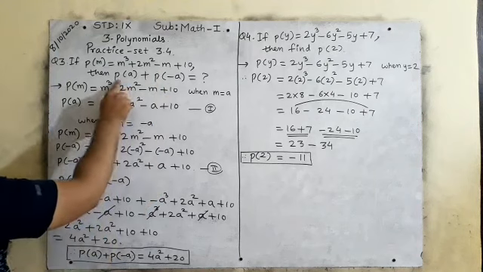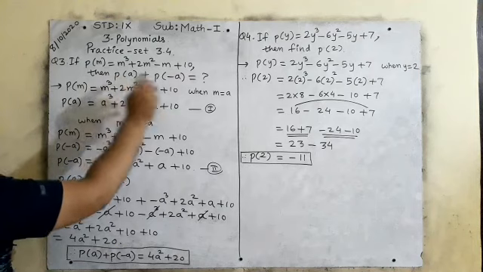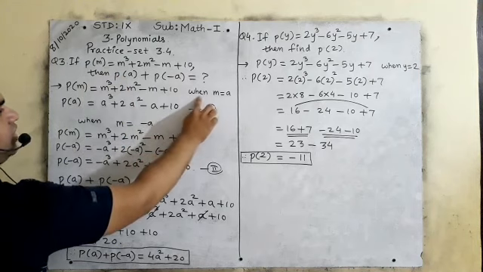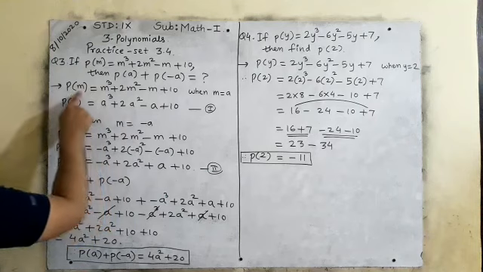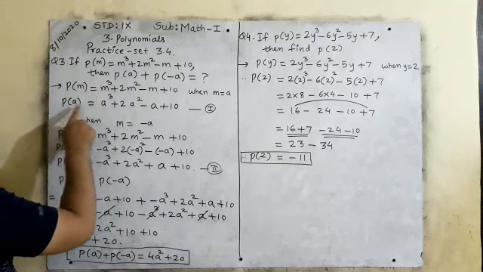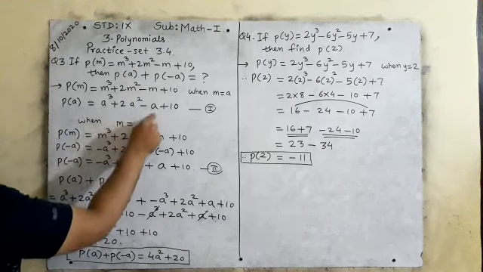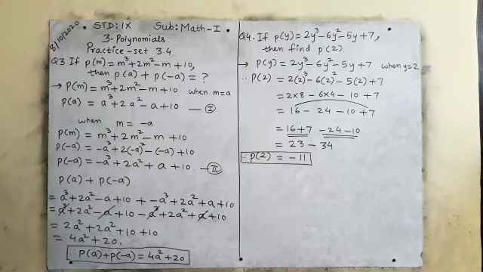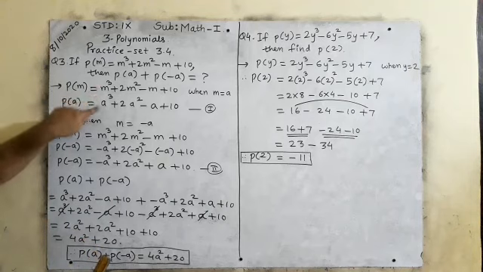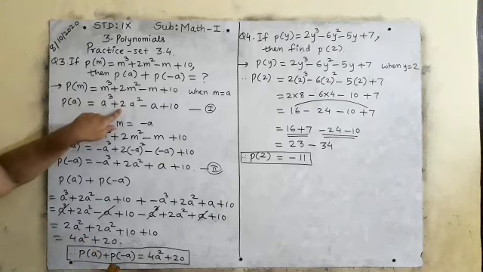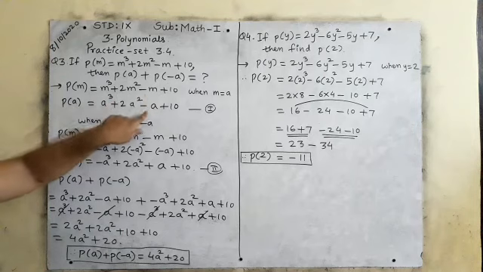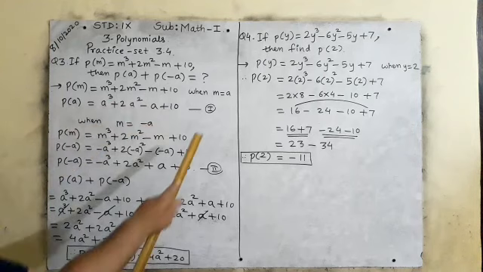First I have to find polynomial of a. It means m is equal to a. When m is equal to a, wherever there is m, I will put a. See, a cubed plus 2a squared minus a plus 10. This is my first answer. Understood? In the place of m I will put a. m cubed means a cubed, 2m squared means plus 2a squared, minus m means minus a, plus 10. This is my first answer.